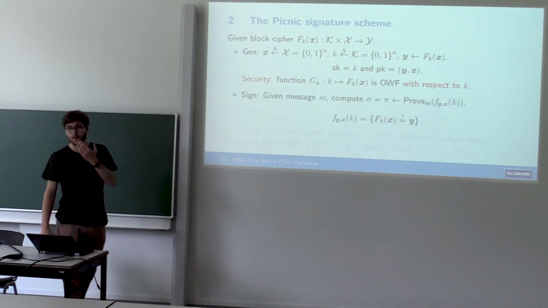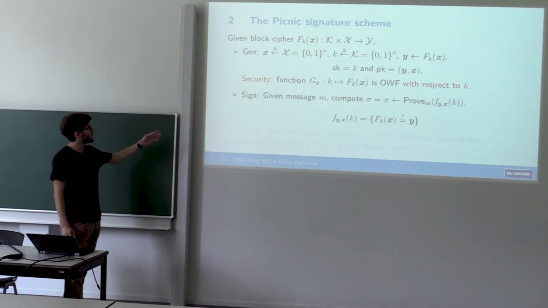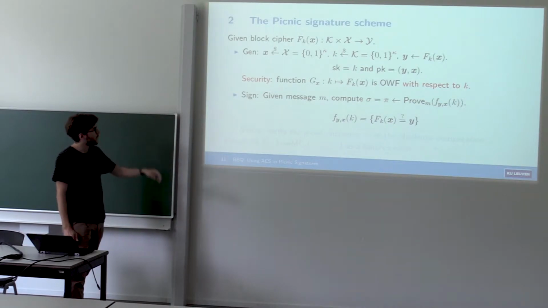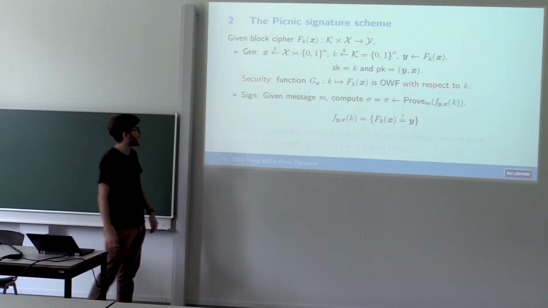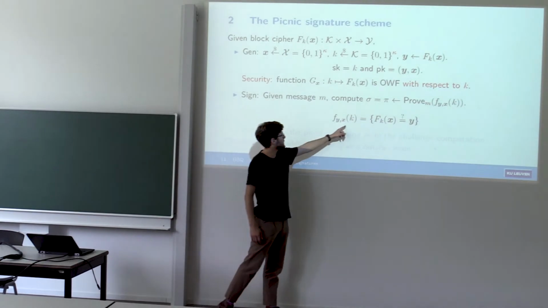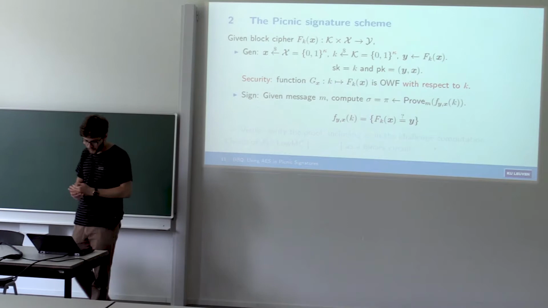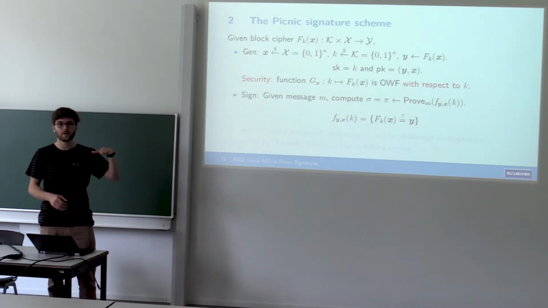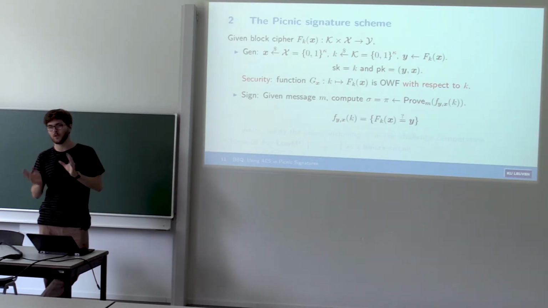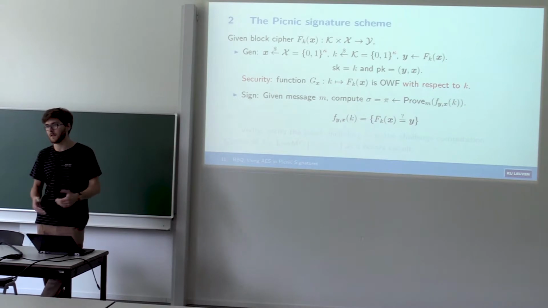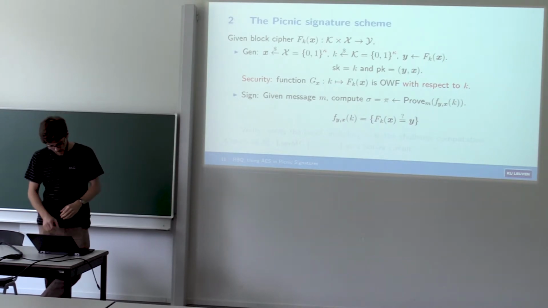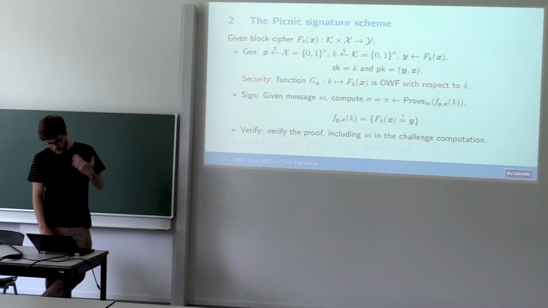Now the proof of knowledge we've been talking about is used in the signature algorithm, where we prove that the key is the one that maps X to Y. That's the relation we're trying to prove. And we include the message in the hash of the non-interactive transformation, as is standard for signature protocols. For the verification, it's just about verifying the proof, including the message to make sure that it was taken into account.